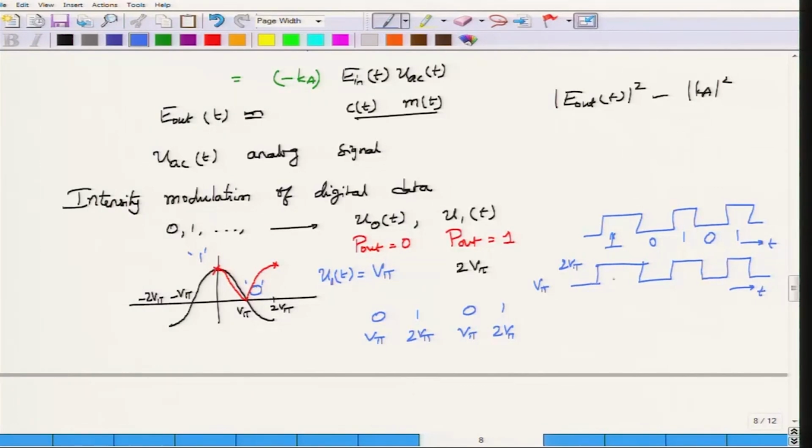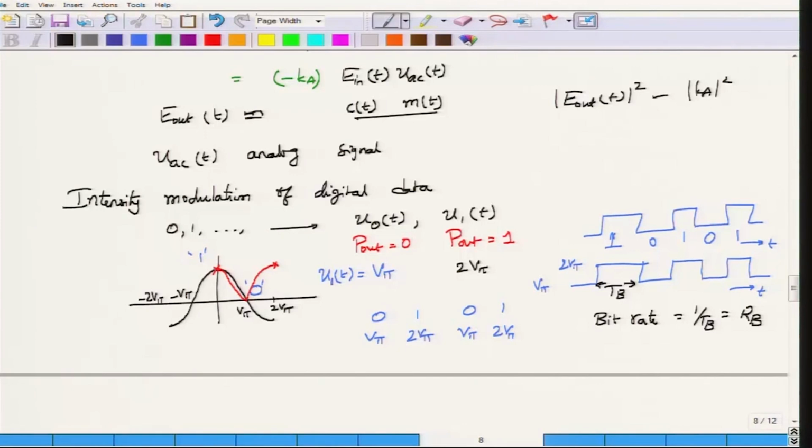The duration of 1 or 0 is called the bit duration. So, the duration of 0 or 1 is called the bit duration. In this case, each bit or each pulse of duration TB carries 1 bit of information. So, the bit rate, the rate at which we are transmitting these bits, is equal to 1 by TB. This is sometimes written as RB. RB denotes the bit rate.